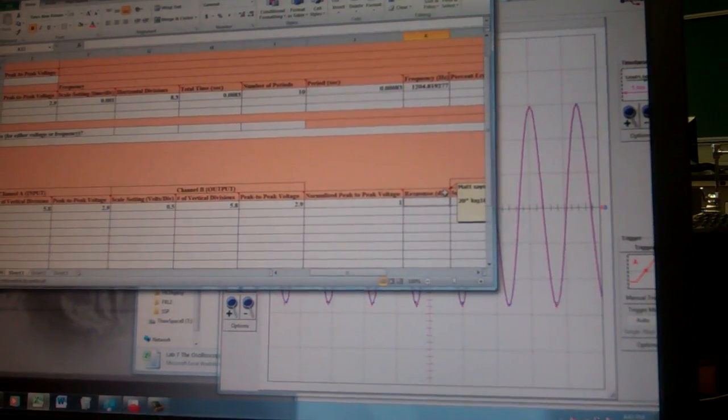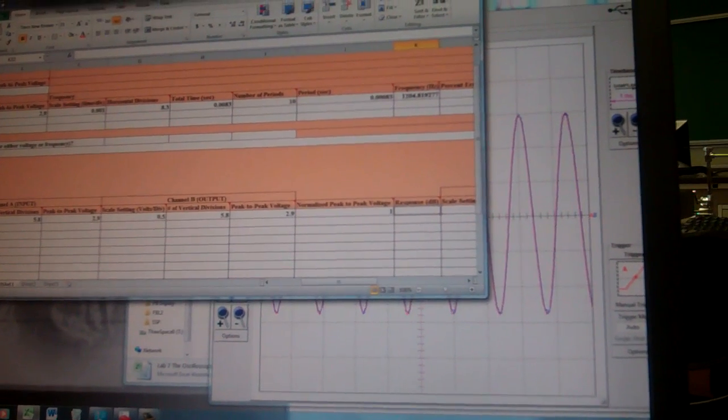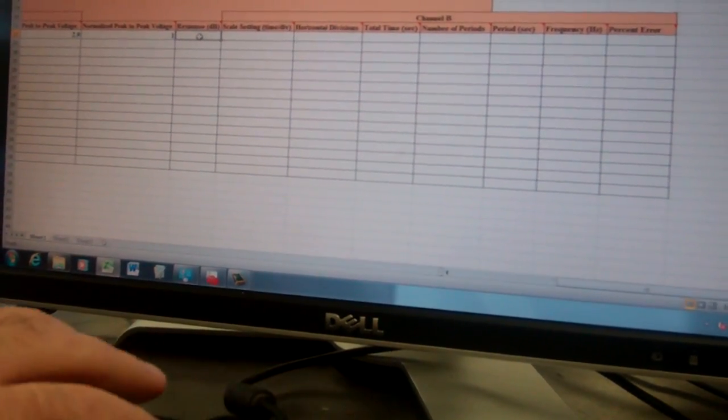Now we have to get the response. And I'm going to make this a little bigger so I can read it. Yes, there's lots of columns to fill out. The response is just 20 times log 10 of the normalized signal. So we can make that a formula too.